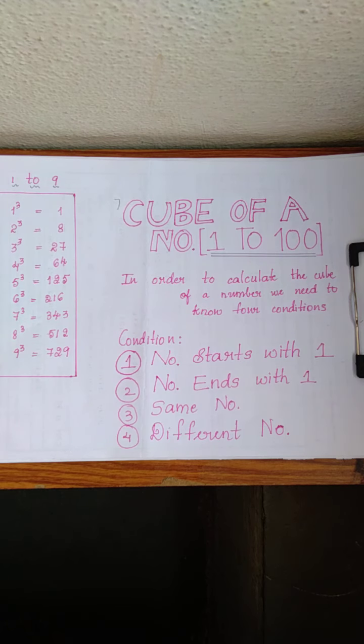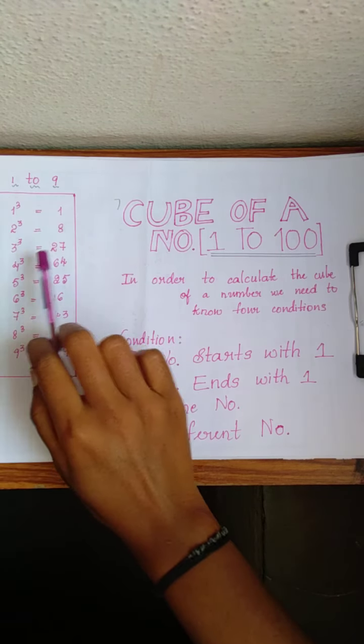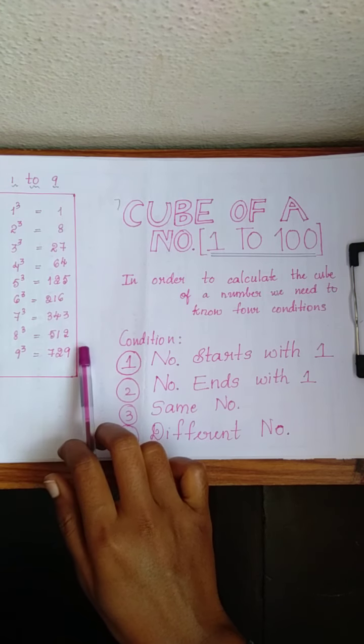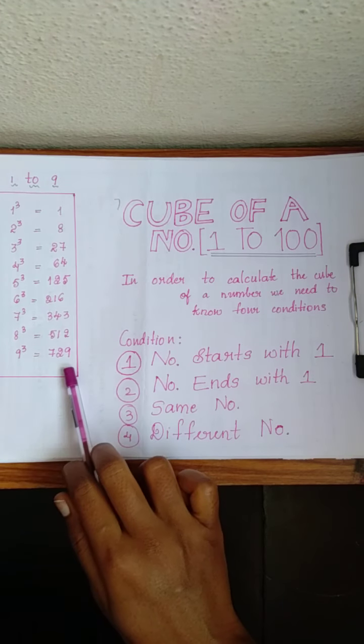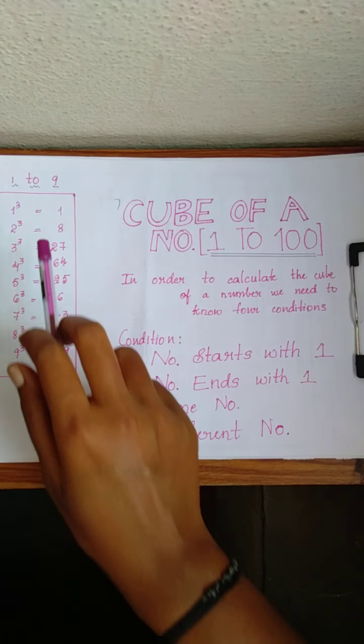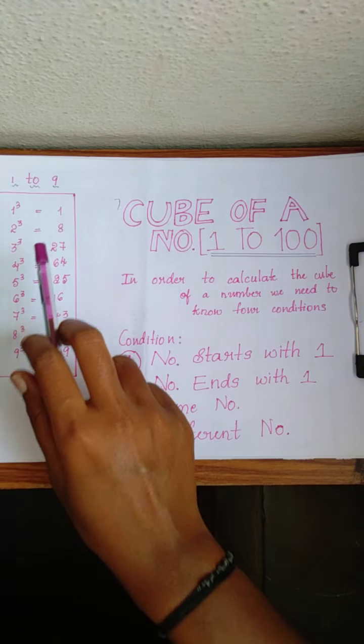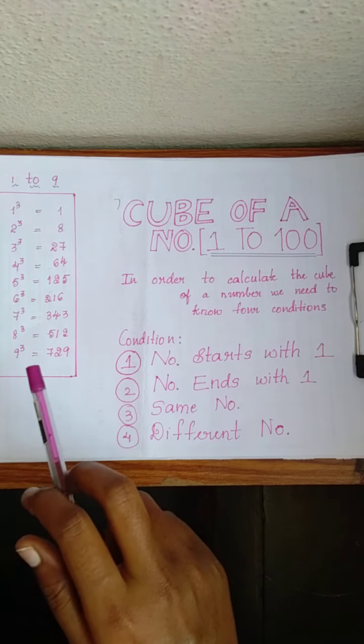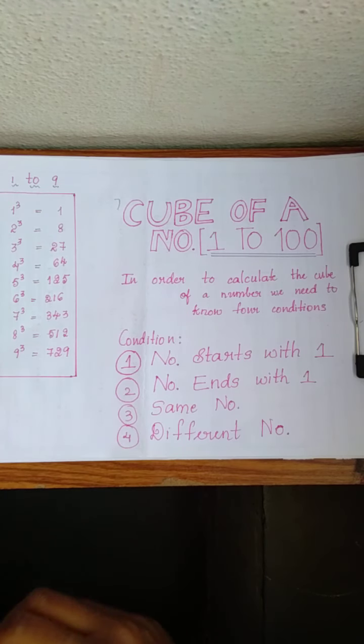First and foremost, in order to do the cube of any number between 1 to 100, you need to know the cubes from 1 to 9. 1 cube 1, 2 cube 8, 4 cube 64, 8 cube 512, 9 cube 729. So first and foremost, we need to know the cubes of numbers from 1 to 9, so that you can easily do the cube of any number between 1 to 100.